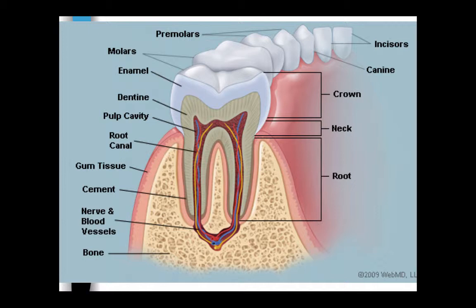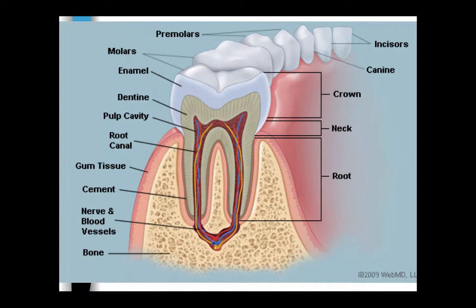Covers the crown. Protective covering of the crown, hardest structure in the body, covers the crown, or outermost layer of the crown. Is it possible to regrow enamel? That's why you gotta take care of it while you can. So if enamel is the outermost layer of the crown, what is the outermost layer of the root called? Cement. Very good. All right.